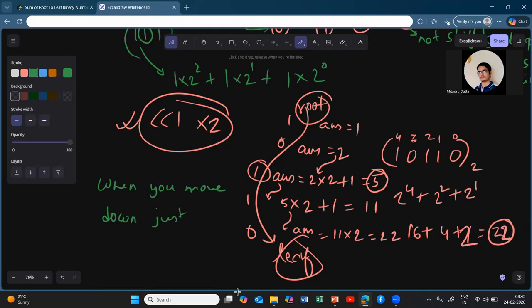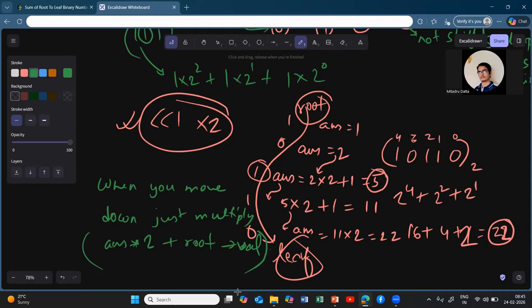Okay, so the thing is that when you move down, just multiply answer by 2. I just multiply answer into 2 plus the root arrow value. Okay, plus the current node arrow value. If you keep on doing this, you will get your answer easily.